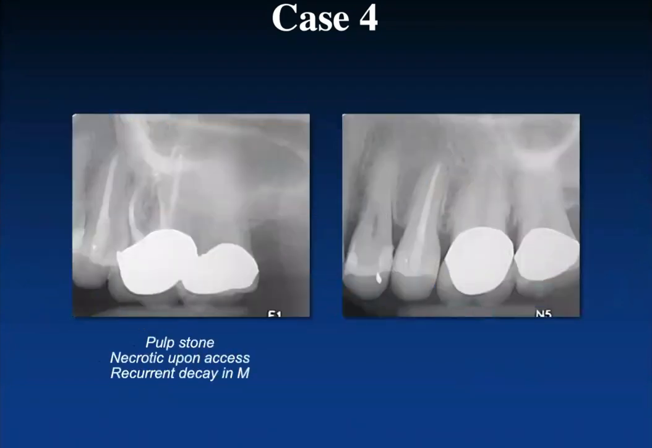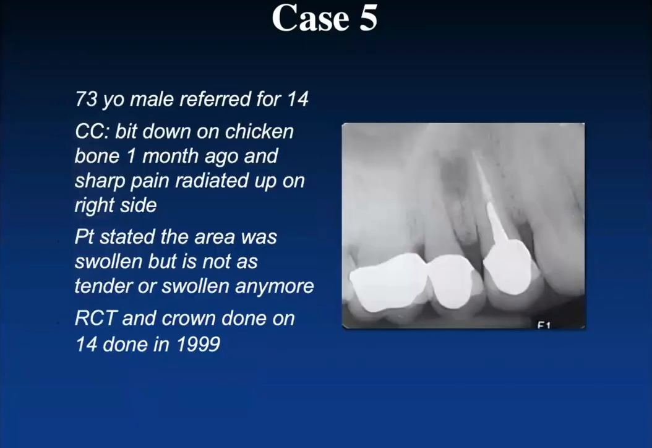Root canal was done on the tooth, and it was necrotic. There were pulp stones, and it was necrotic. Upon access, there was a recurrent decay in such a case. So you see a crown, you suspect maybe a crack, maybe a cavity. And that completes the story in this case.